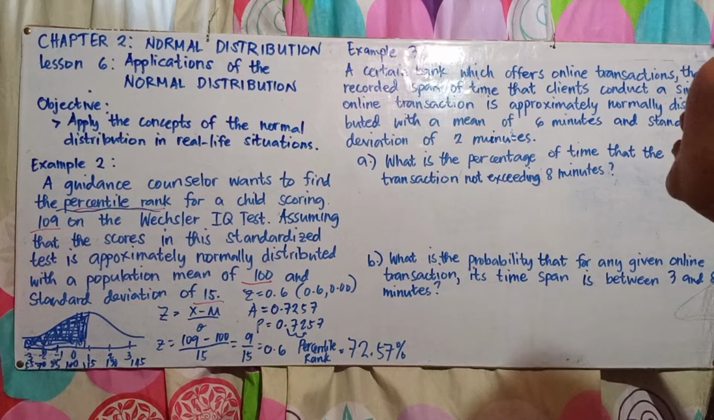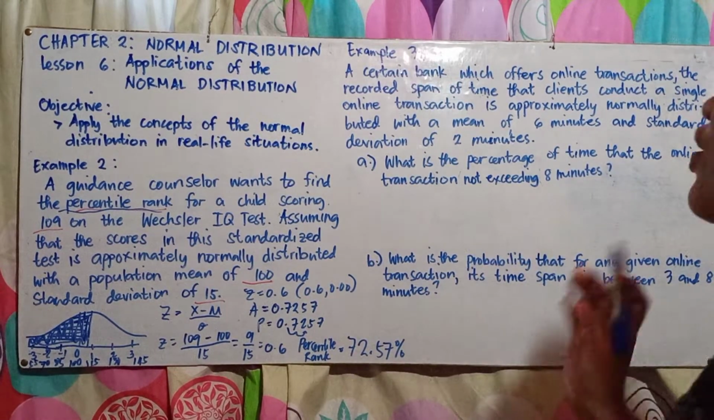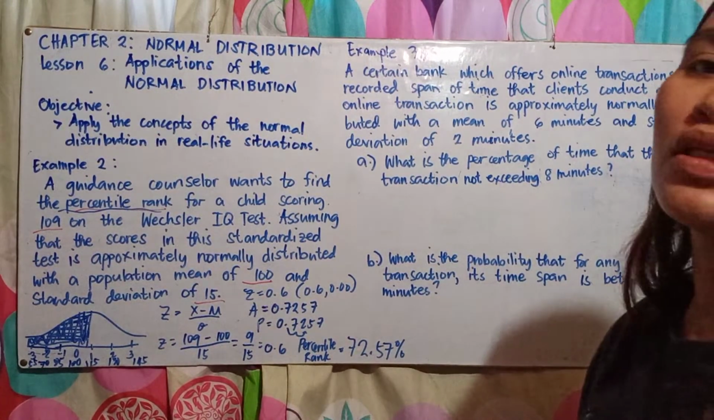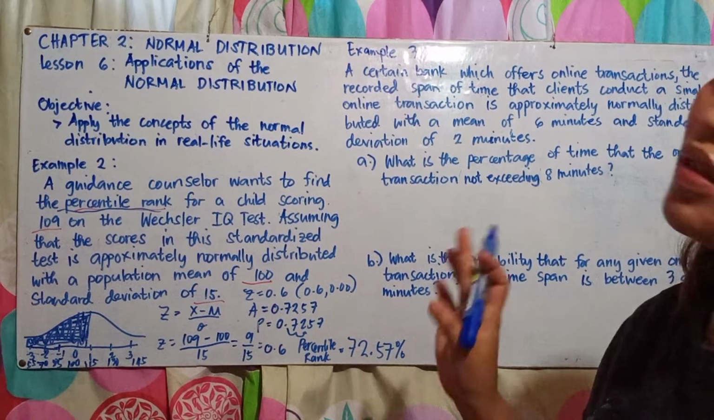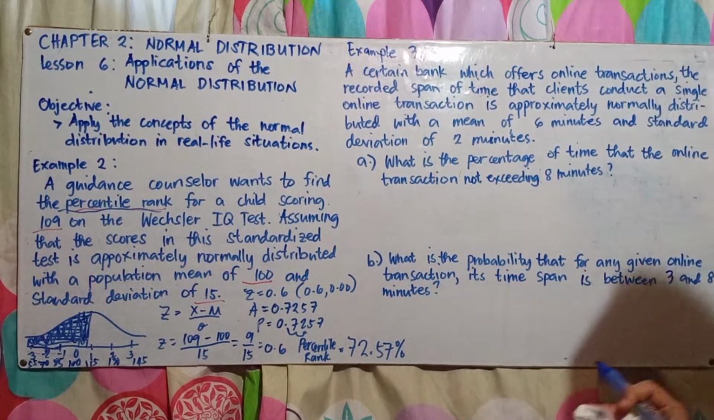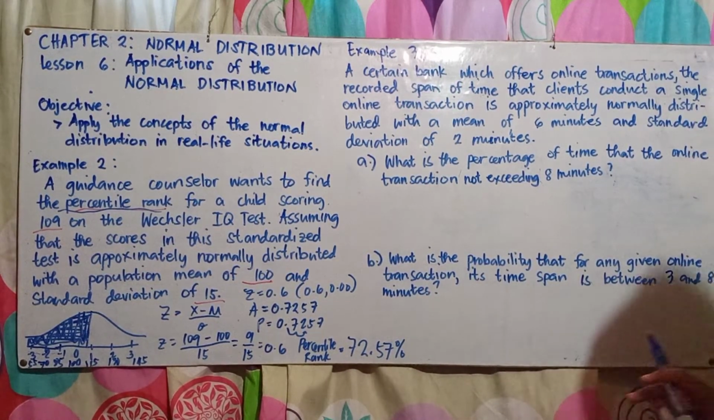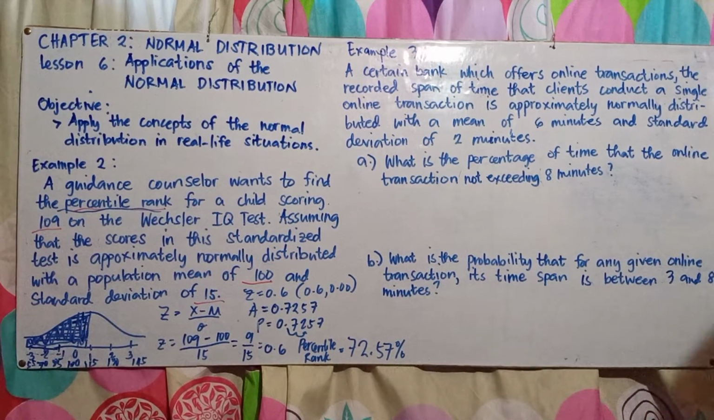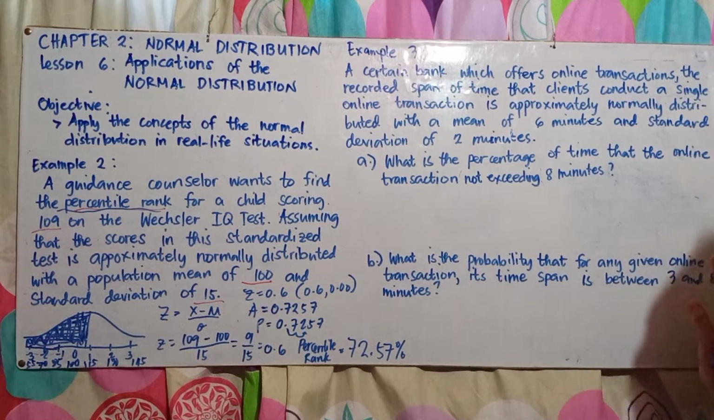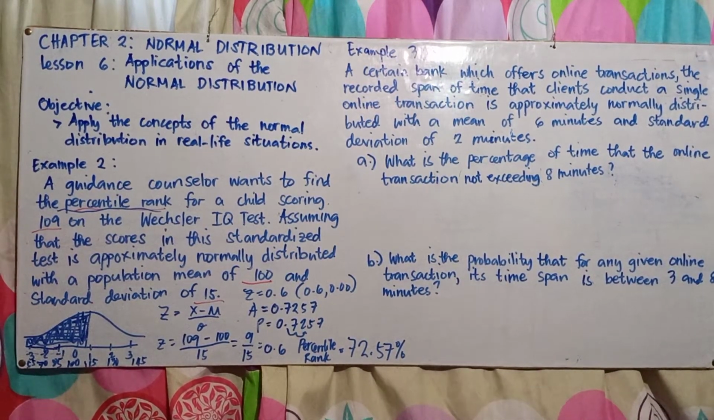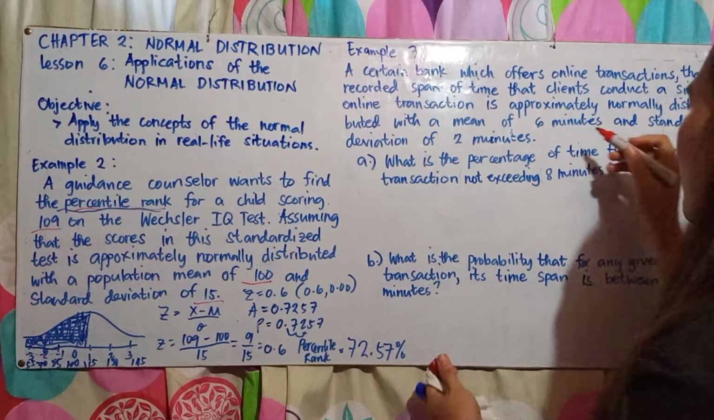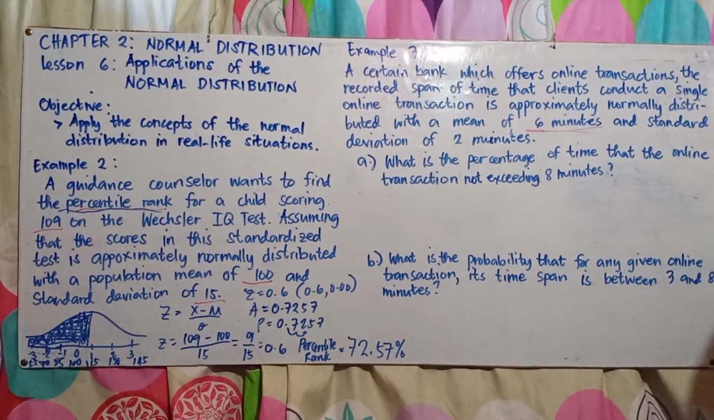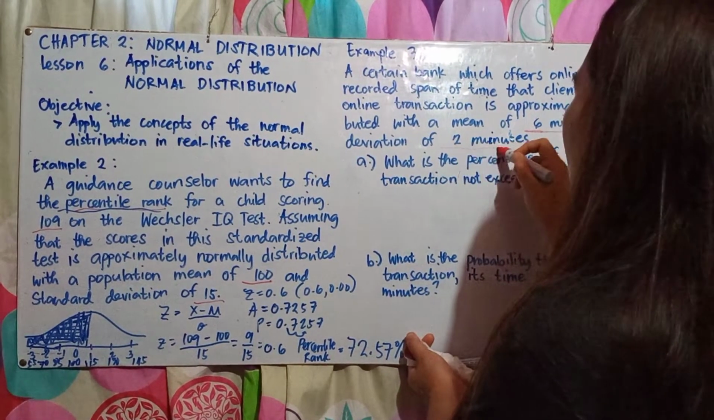Okay, example 3. So, example 2 is all about business. Application siya sa normal distribution sa business field. A certain bank which offers online transactions, the recorded span of time that clients conduct a single online transaction is approximately normally distributed with a mean of 6 minutes, and standard deviation of 2 minutes.